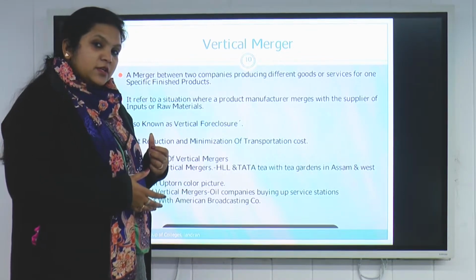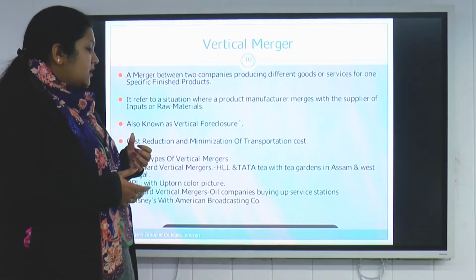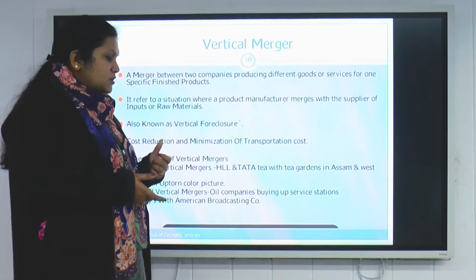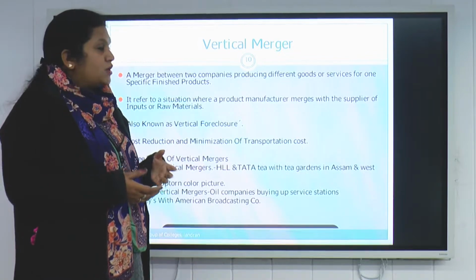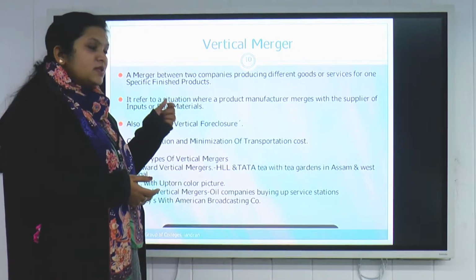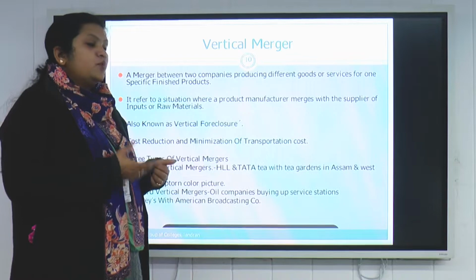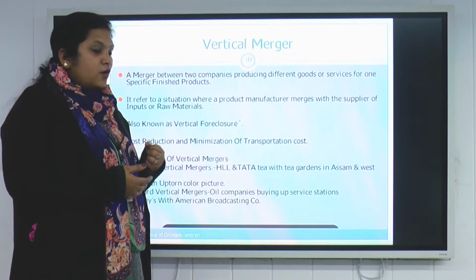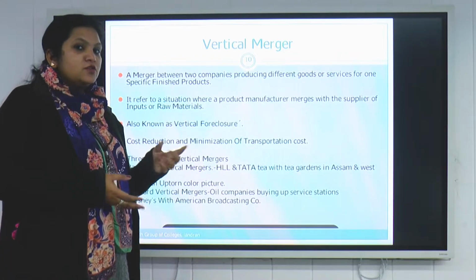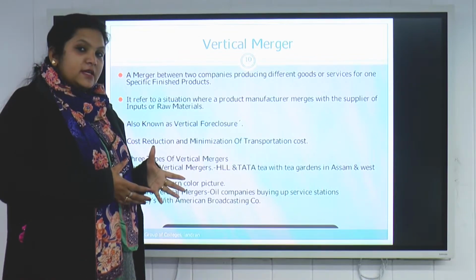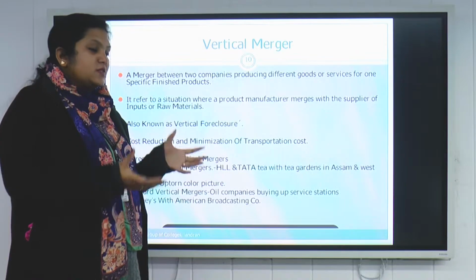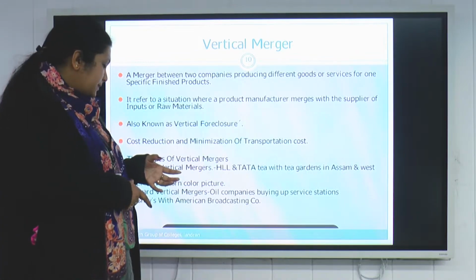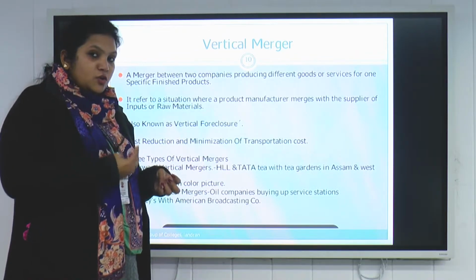And why do these vertical mergers take place? Because they want cost reduction, and then minimization of the transportation cost. Specifically, when we're talking about this type of vertical merger, wherein the supplier of the raw material and the product manufacturer come together and form one single entity, they tend to reduce the transportation cost. They get all the sources available at one single place. Right? Then we talk about three examples.